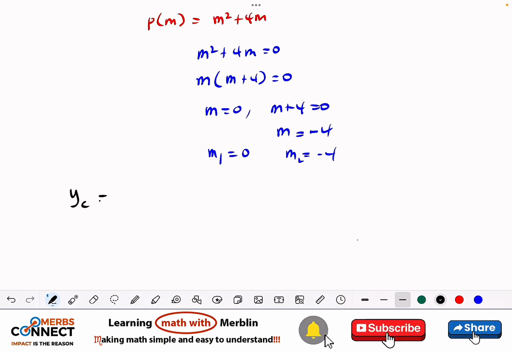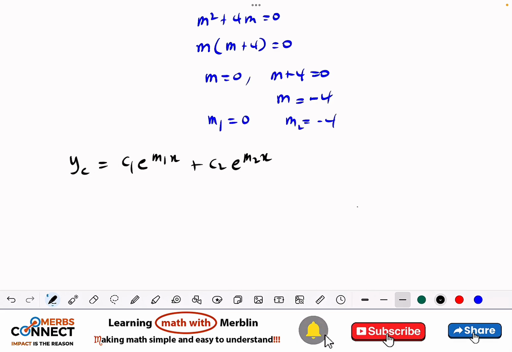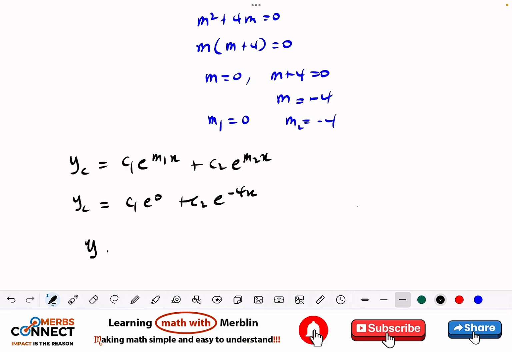So this is real and distinct. So I'm going to have c1 e to the power m1x plus c2 e to the power m2x. Right. So this is what I'm going to get from here. Yc is equal to, now with this, I'm going to have c1 e to the power 0 because m1 is 0, and then plus c2 e to the power minus 4x. So my complementary solution will go to c1 plus c2 e to the power minus 4x.